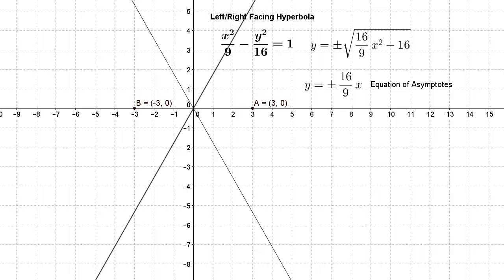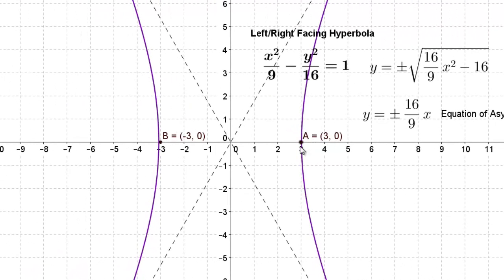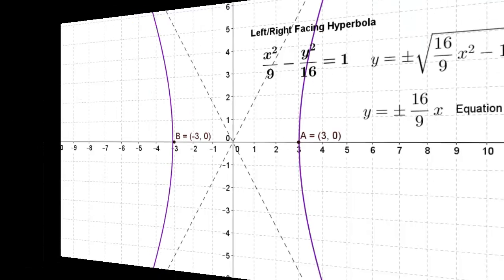When we graph those, it looks like this. Remember, those are asymptotes. Those are values that the hyperbola can never reach. So here's what this hyperbola looks like: x squared over 9 minus y squared over 16 equals 1. It hits the x-axis at negative 3, 0 and 3, 0 because that's where y equals 0. And it has asymptotes at y equals plus or minus b over a, 16 over 9, meaning that it's never going to touch those asymptotes.